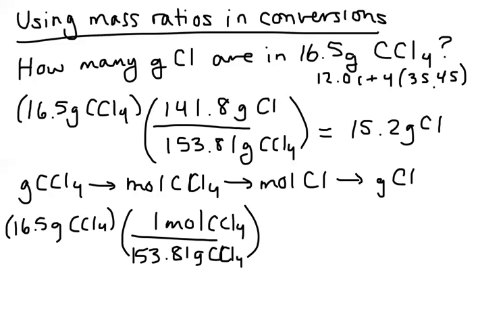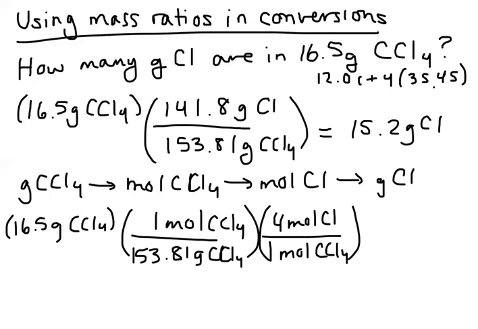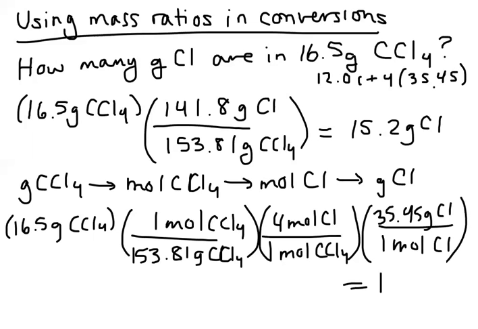Okay, so now if we're getting from CCl4 to Cl, what's our molar ratio? 4 to 1. Yeah, because you have 4 moles of Cl for every 1 mole of CCl4. And then you're going to get to grams of Cl by saying 35.45 grams of Cl is 1 mole. And guess what? This gives you the same exact answer. You can do this either way.